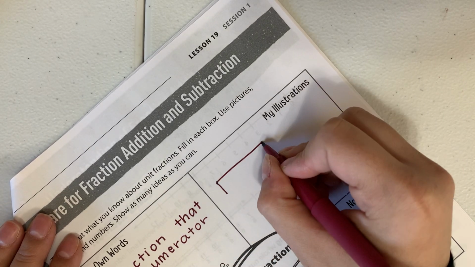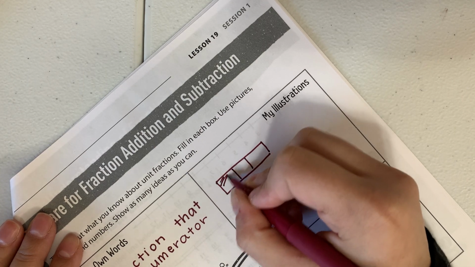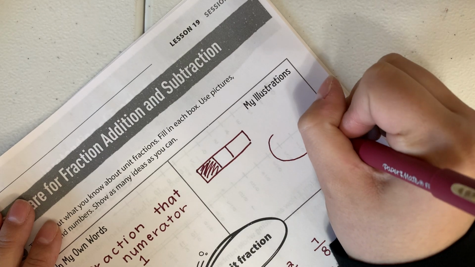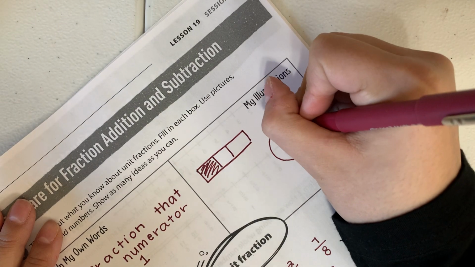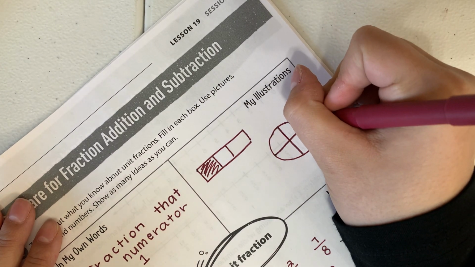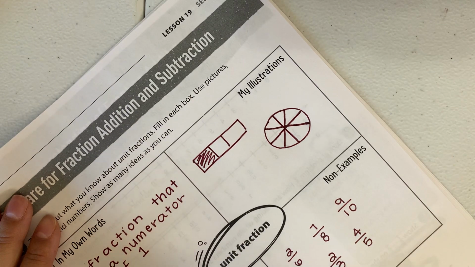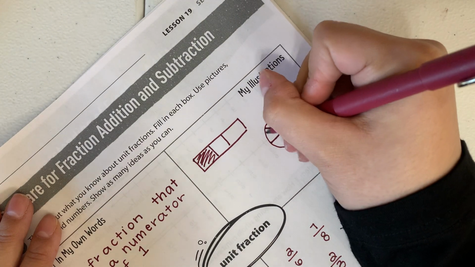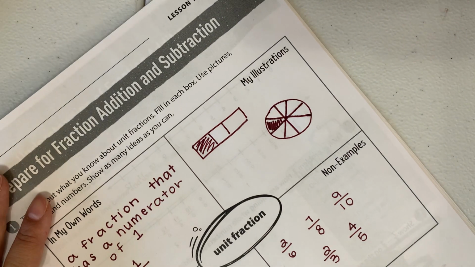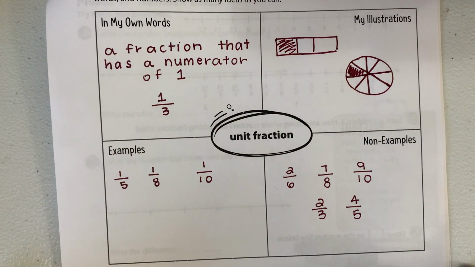An illustration of 1/3 would be a bar model, and then 1 shaded in, right? And then actually we'll do 1/8. So let's pretend this circle's even, and we're going to make 8 equal pieces. So now we're going to do 1/8, which means 1 piece out of the 8 is shaded in, okay? So unit fraction, easy. There's a 1 in the numerator.